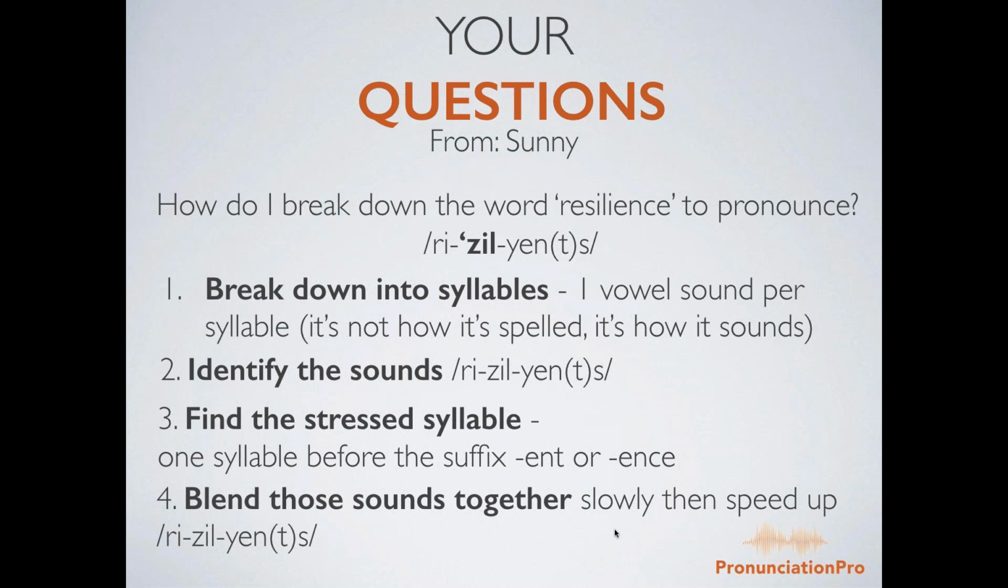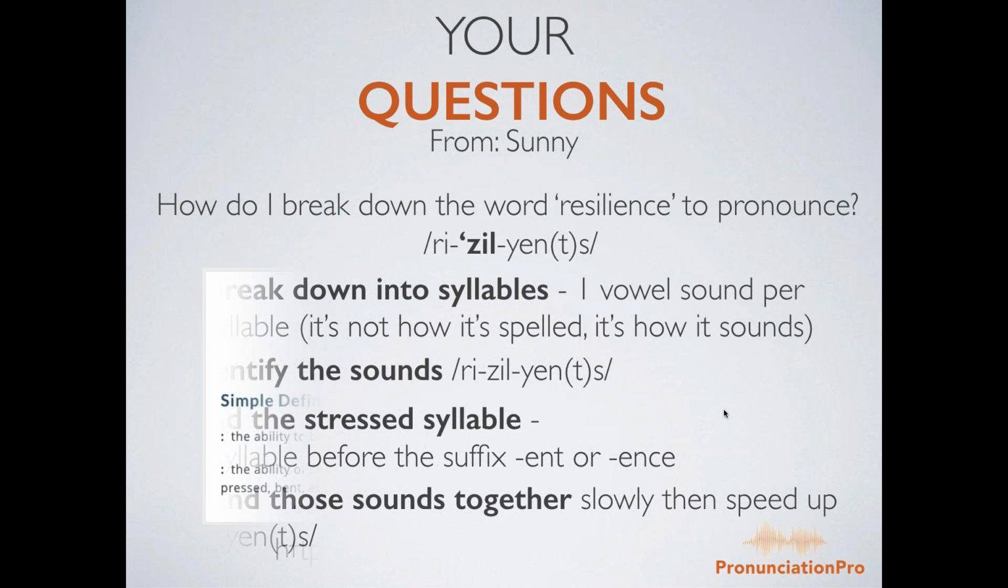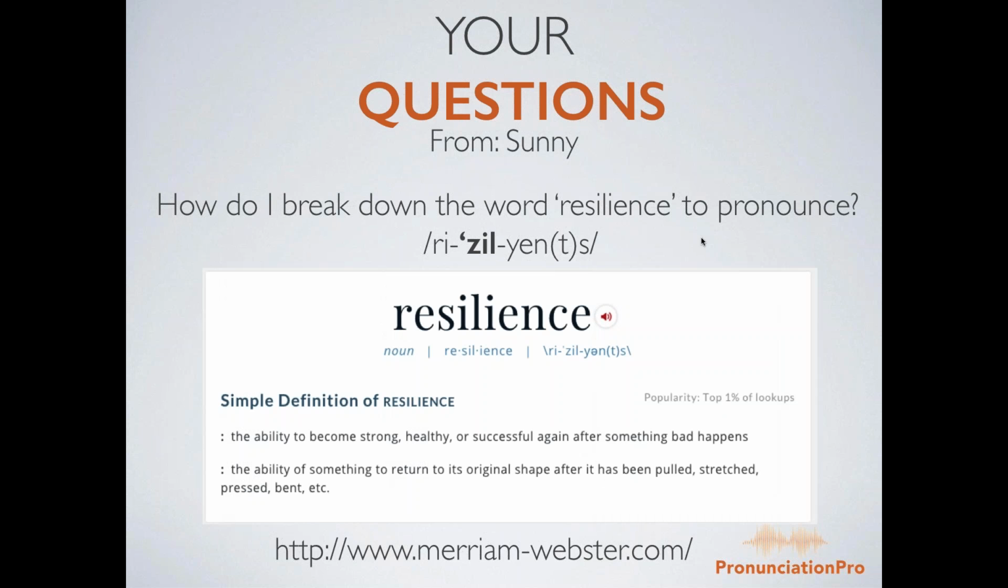So we've broken them apart, we've identified the sounds, found the stressed syllable, and then we need to blend those sounds together. So let me show you the quicker way of doing this. Basically, if you find a word that you're not familiar with, resilience, and you're like, how am I supposed to pronounce that?